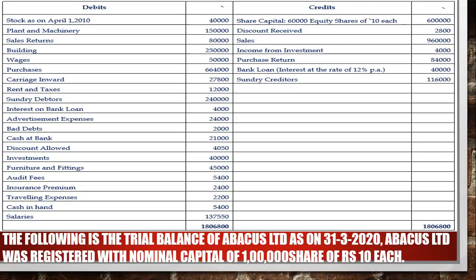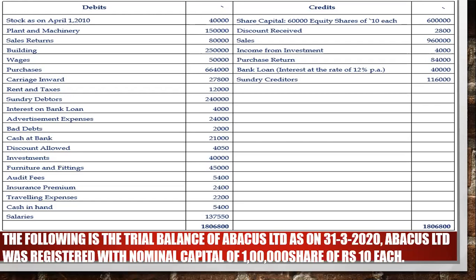So here you can see we have done with opening stock, plant and machinery, sales return भी हो गया. We have done with building also. हम लोग ने depreciation calculate किया. We have calculated the depreciation. We have taken wages to employee benefit expenses.